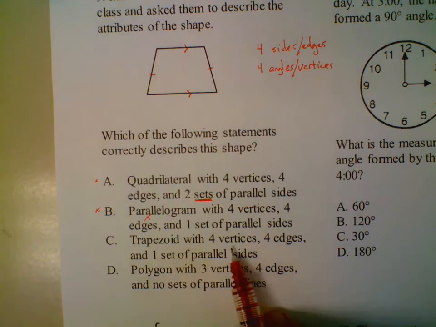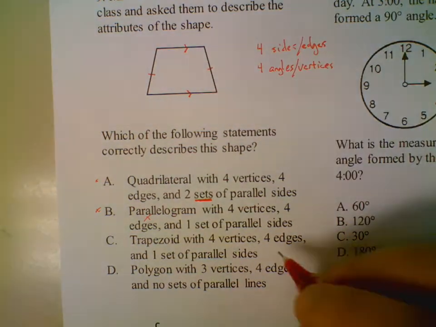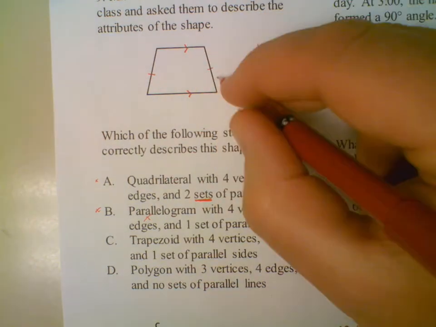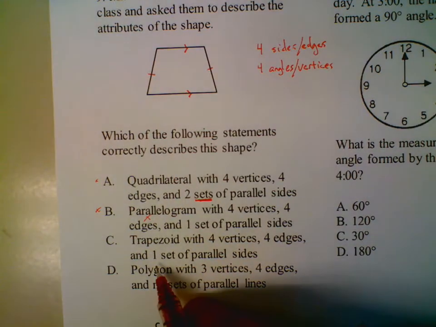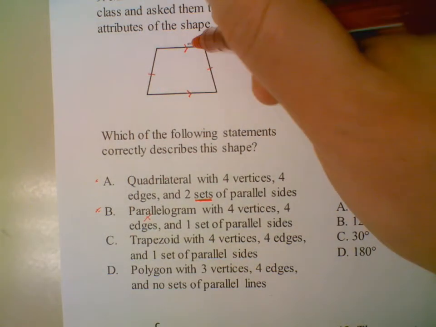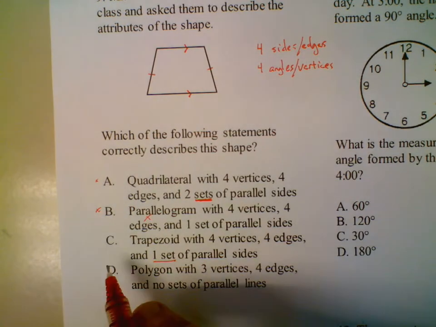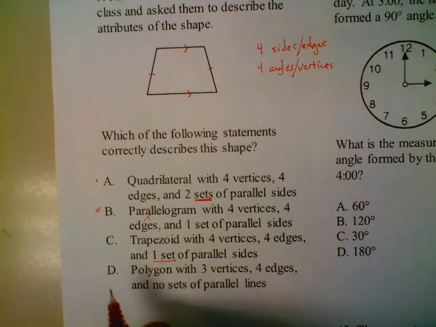Trapezoid, four vertices, or four angles, 1, 2, 3, 4. Four edges or sides, 1, 2, 3, 4. And one set of parallel sides. Yeah, the top and the bottom, that's a set, right? Because the two of them together is a set. I think that's good, but I'm not gonna choose it until I try D.